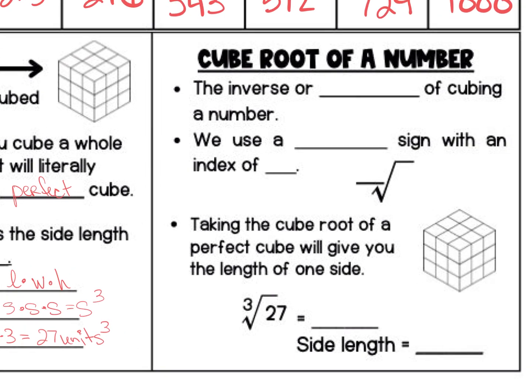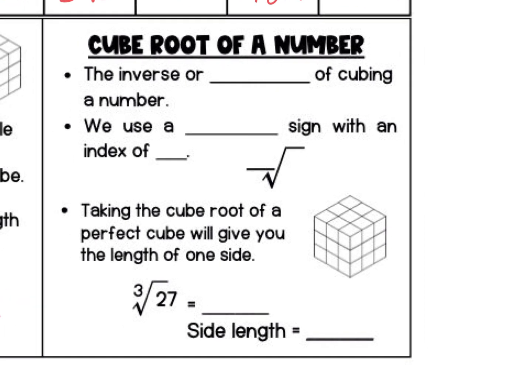Okay, now let's talk about that cube root that we did before. The inverse or opposite. So a cube root is the inverse or opposite of cubing a number. We use the radical sign, and I haven't really talked about this. The radical sign is that square root sign, so it's a square root sign with an index of 3. So that's kind of like what we were doing before. So we have this 3 that says this is the cube root, right?